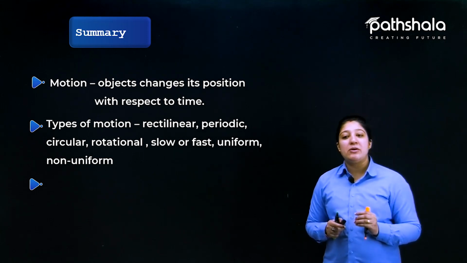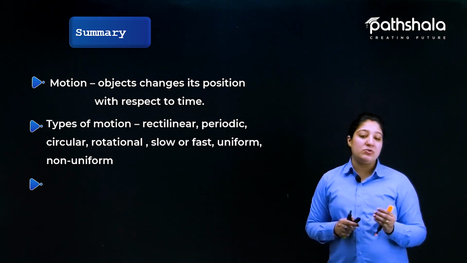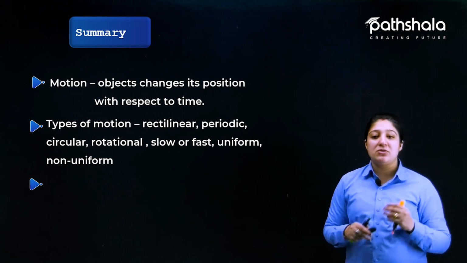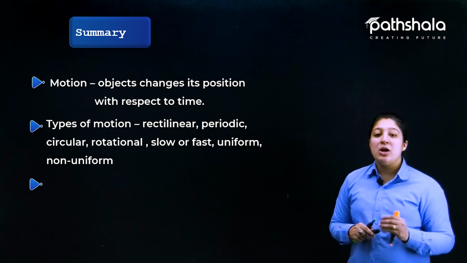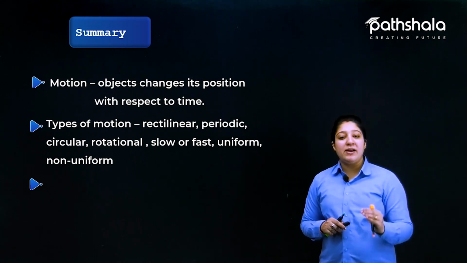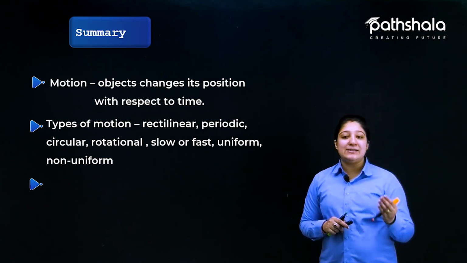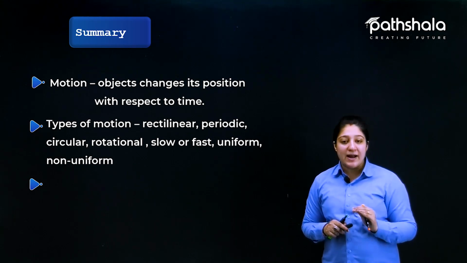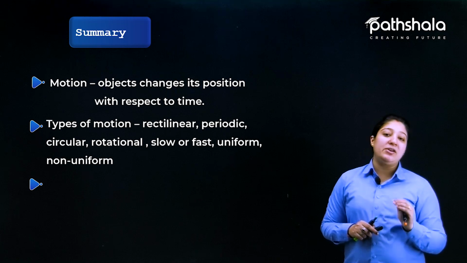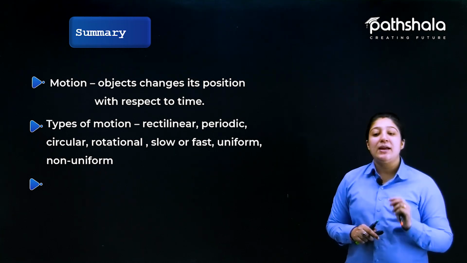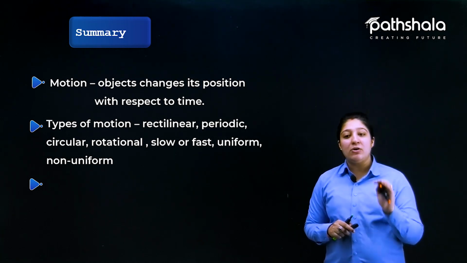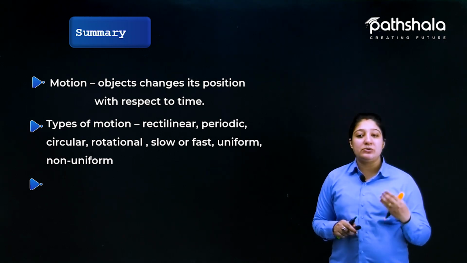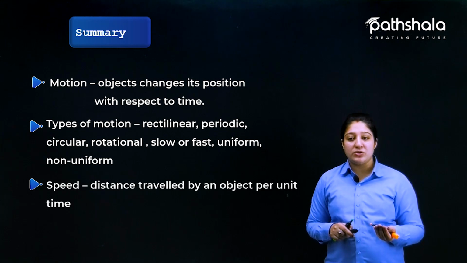Then we have understood rotational motion, and how the motion was described as slow and fast based on the speed. And again, when equal intervals of time and distance are seen, then we can say that the object was in uniform motion. Otherwise, if there are unequal intervals of time and distance, in that case we'll say that the object was in non-uniform motion. So that is how we have understood the concept of different types of motion.